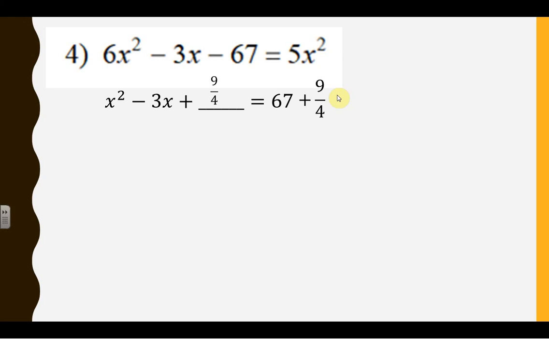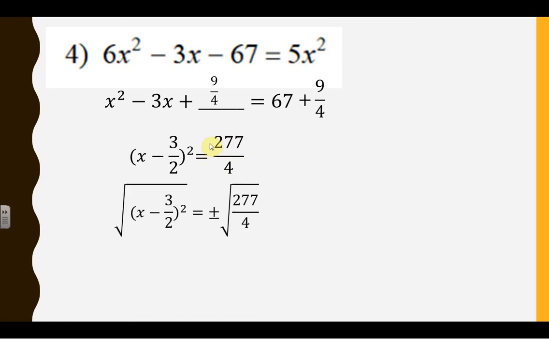So when we complete the square on the left side, it would be x minus the 3 halves. Remember, when you take the half of b, that's what goes in there. You add 67 and 9/4, it does give you 277 over 4. I like the 4. I don't like the 277, but whatever. It's going to be fine. Okay, we're going to take the square root.